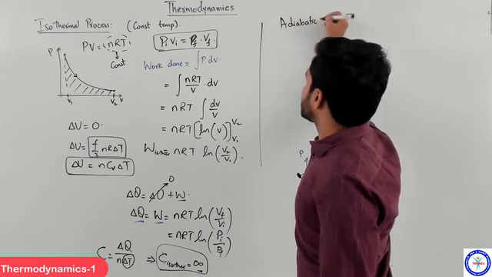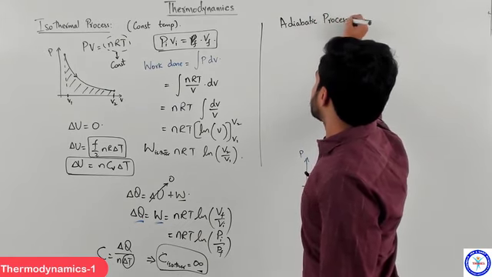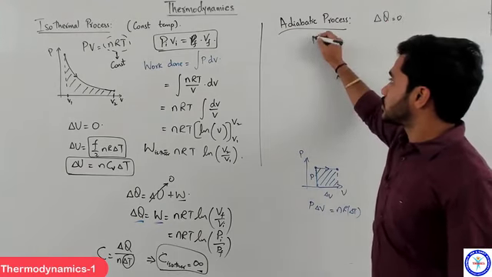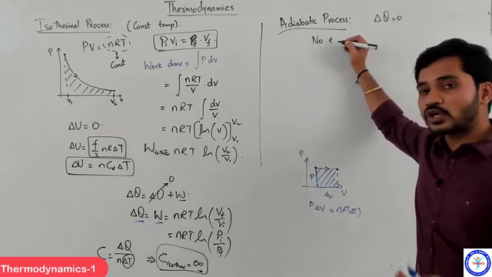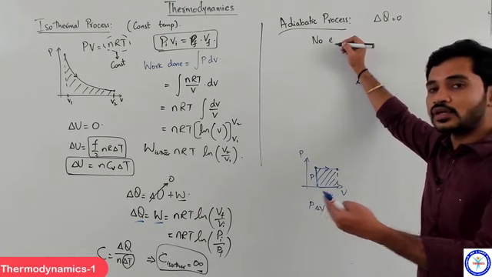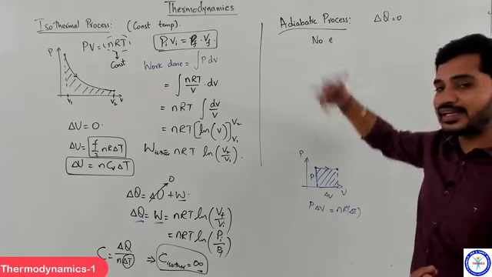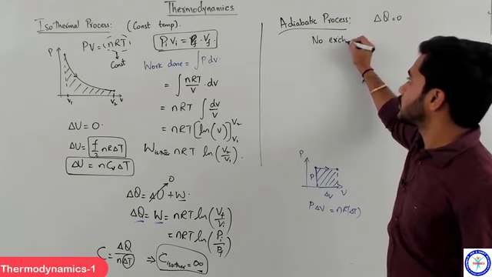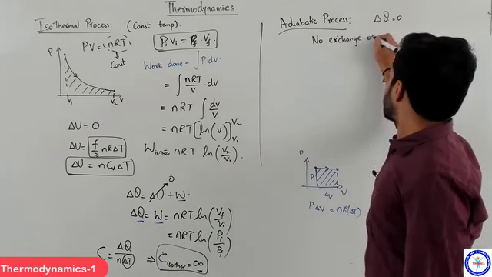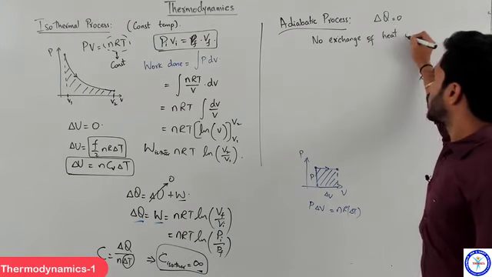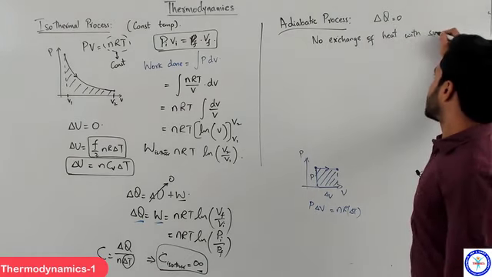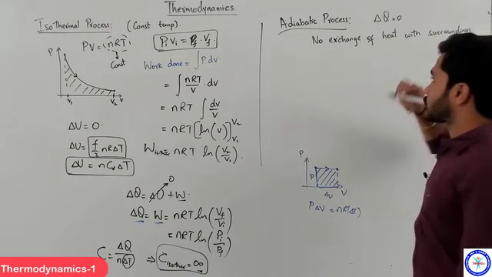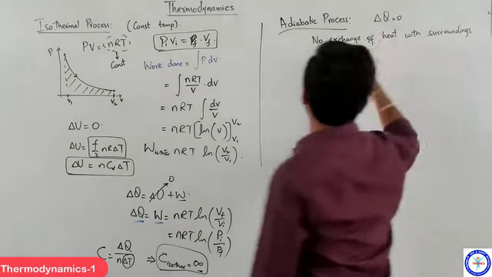An adiabatic process, by definition, is a process where the heat exchange with the surroundings is zero. No heat exchange with the surroundings, which means the system is not taking heat from the surroundings nor giving heat to the surroundings. It is not taking nor giving. Clear? So, no exchange of heat with the surroundings. Clear, students? And which means delta Q is 0.